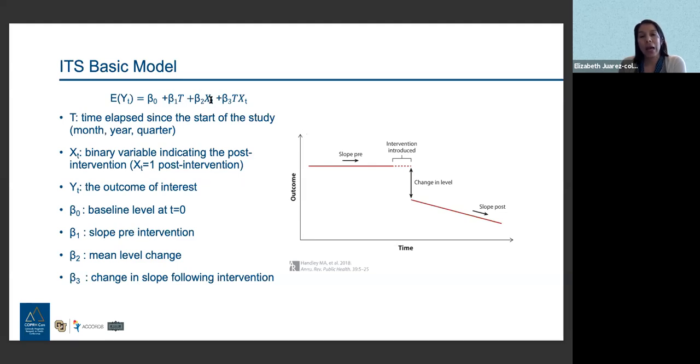Now, if we look at the post-intervention period, then beta 2 is going to be the mean level change. So beta 2 would be this distance, the mean level change in the outcome, and beta 3 would be the change in the slope following the intervention. So we can write this out fully and interpret this way.